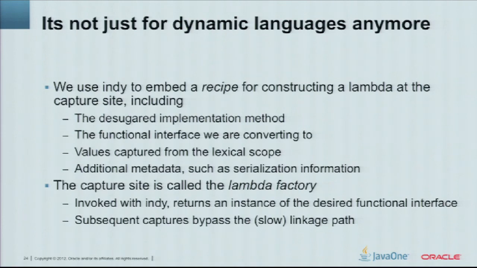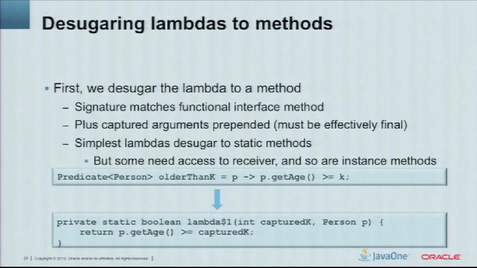So what we do here is when we want to capture a Lambda, the compiler generates an invoke dynamic, and we call that call site the Lambda factory, because you call this call site and it returns the Lambda that you want. And it's invoked with invoke dynamic, and it returns an instance of the selected functional interface. And the second time I call it, it's much faster because it's already done the linkage and we've bypassed the slow bootstrap path.